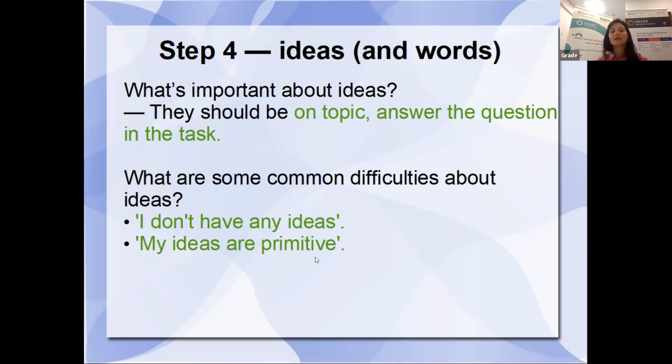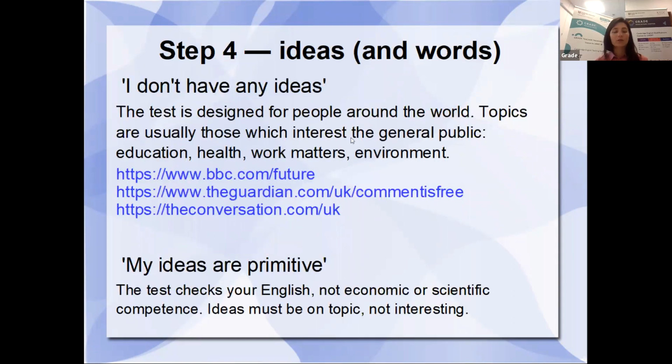So basically, let's have a look, because two of these problems can be solved. And even the one which you mentioned, about organizing as well. So the problem number 1, I don't have any ideas. Okay, so the test is designed for people around the world, guys. And basically, I see that you keep adding ideas. We'll talk about them. Everyone has at least some thoughts on the subject. It's very unlikely that you are totally unaware of a topic that you get in the IELTS test.